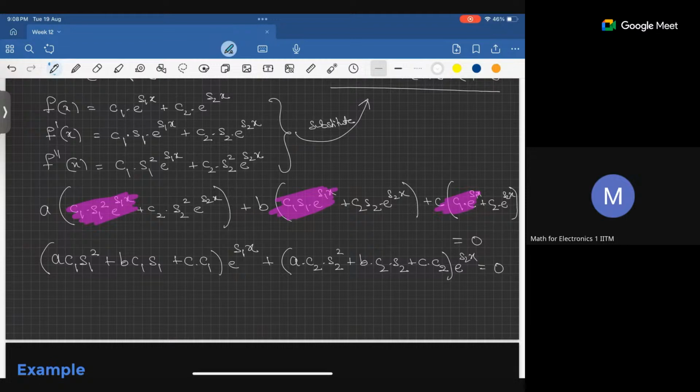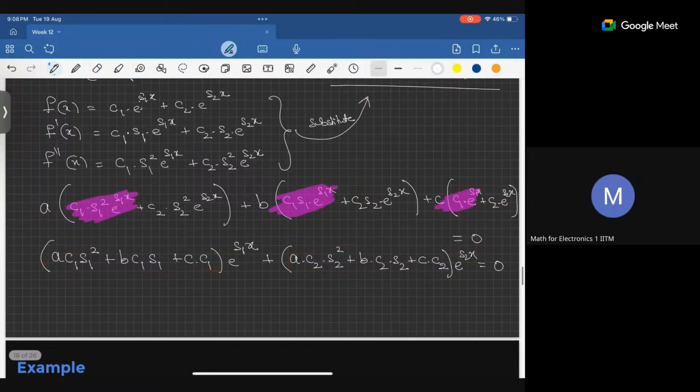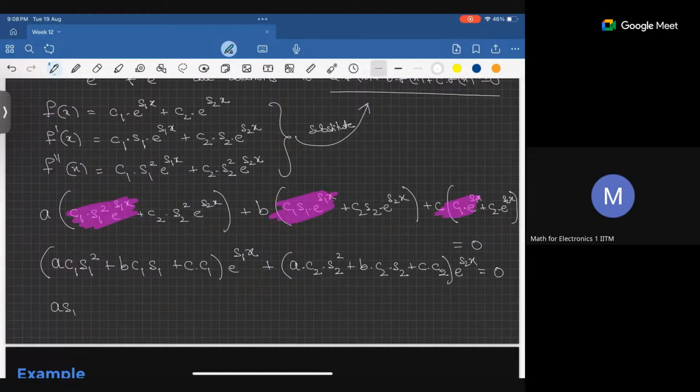So you pull out c1 common from this, you pull out c2 common from this. So we have c2 also common, c1 also common. If you pull that out, we'll have a s1 square plus b s1 plus c, whole into c1 e power s1x, plus a s2 square plus b s2 plus c into c2 e power s2x is equal to 0.